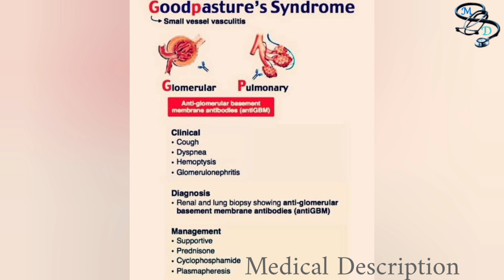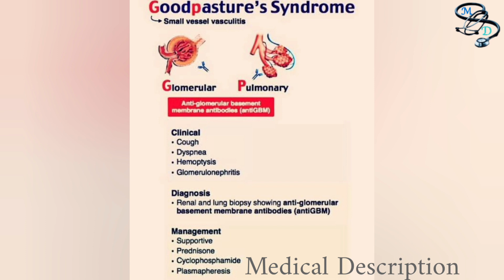Although Goodpasture syndrome is regarded as an autoantibody mediated disease, a vital role is played by T cells in the initiation and progression of the disease. T cells cause B cells to increase antibody production and play a direct role in the renal and pulmonary injury.